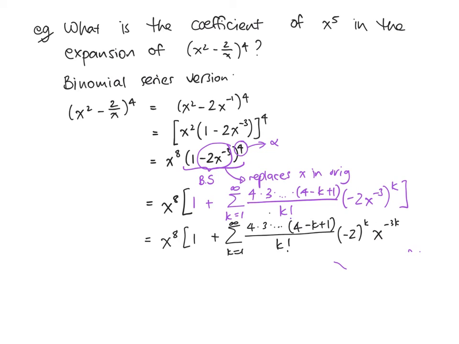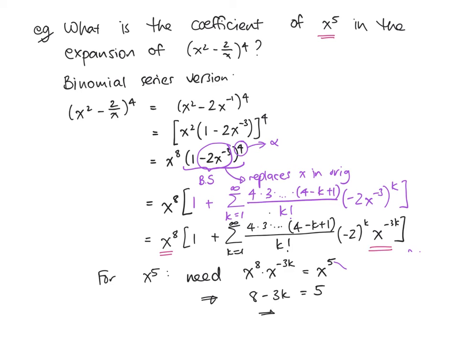Okay. Now the thing to remember is that we want the coefficient of x to the 5, and any term in my binomial series is going to be multiplied by x to the 8. So for x to the 5, I need that x to the 8 times x to the minus 3k is equal to x to the 5. And the equation there becomes 8 minus 3k equals 5. And so, as we've seen before, k equals 1.